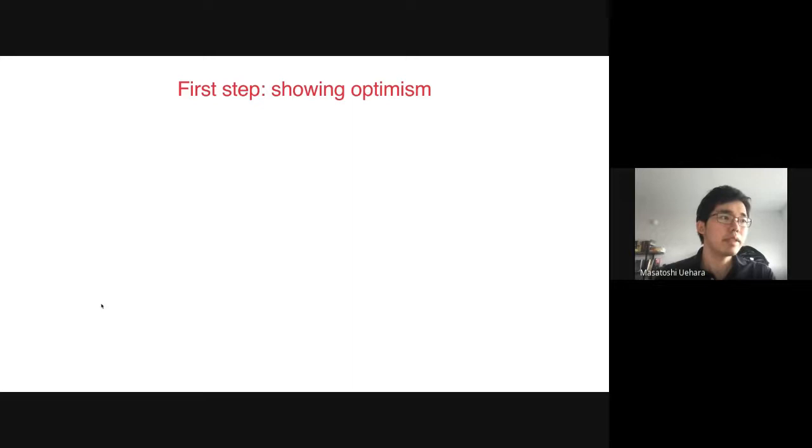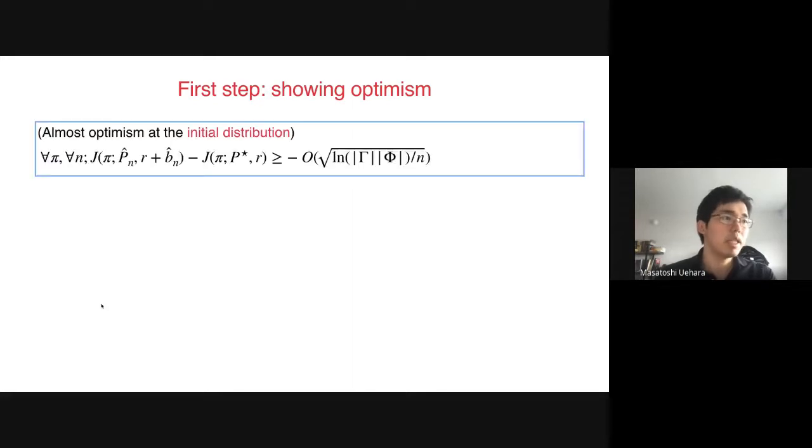Okay, so next, let's show the optimism at the initial distribution. The idea is that we cannot show a pointwise error guarantee, but we can still show optimism in the distribution sense. It says that for any policy pi and any iteration n, we can ensure that the policy value under the learned model p hat n, with the reward r, is always bigger than the true policy value for policy pi. And the right-hand side is basically a negligible term.